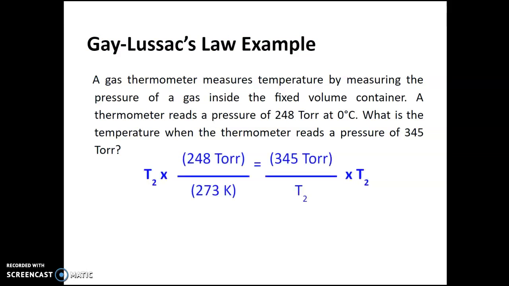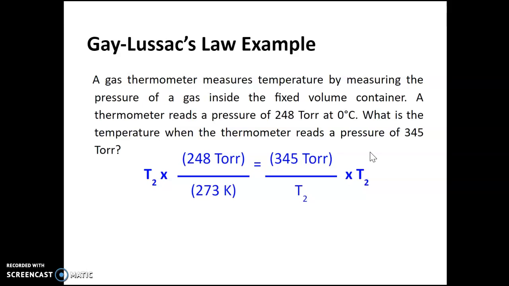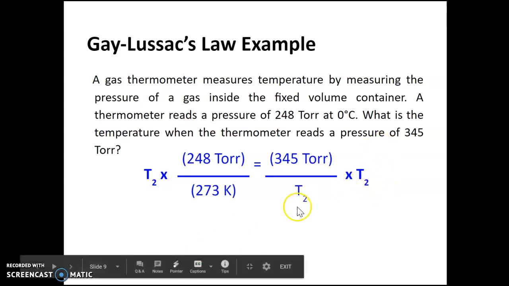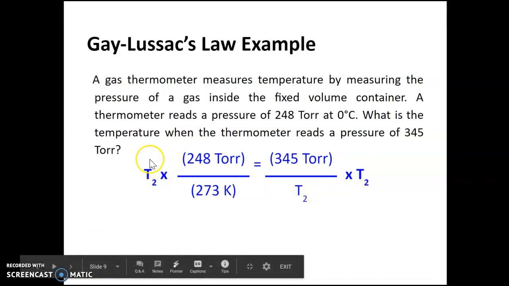So now, because this T is on the bottom, I need to get it into the numerator so that I can solve the problem. I don't want to leave it down in the denominator. So to take care of that, I'm going to multiply both sides by T2. So these guys cancel out on the right-hand side. T2 cancels out T2.